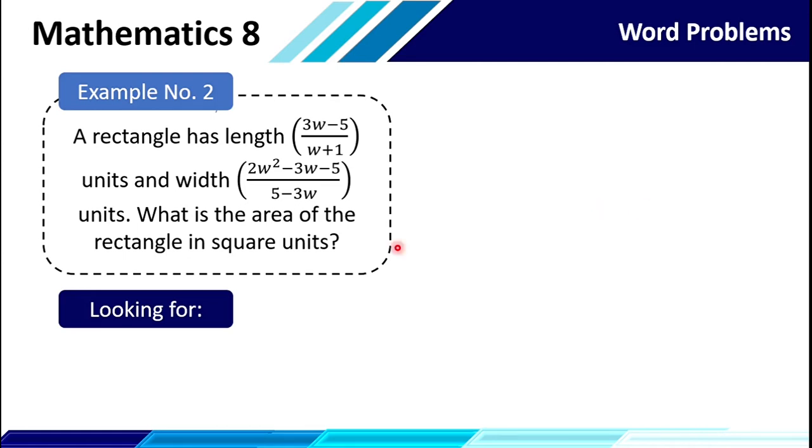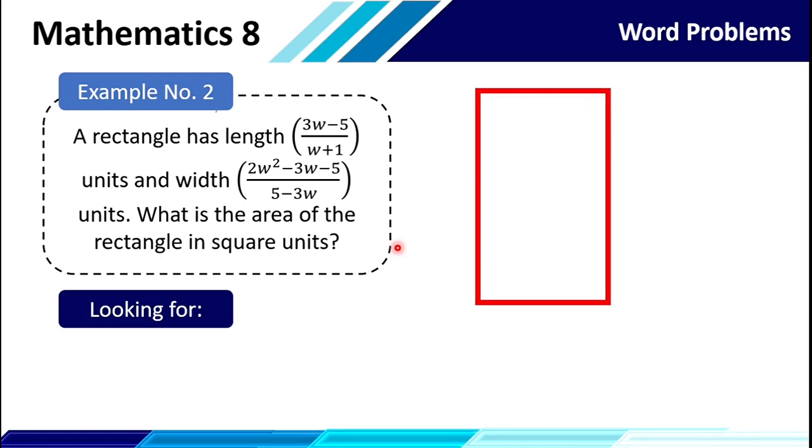A rectangle has a length of 3w minus 5 over w plus 1 units and a width of 2w squared minus 3w minus 5 all over 5 minus 3w units. What is the area of the rectangle in square units? Let's visualize our given problem.